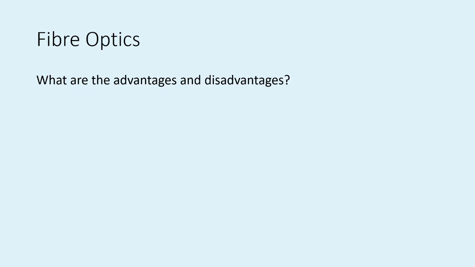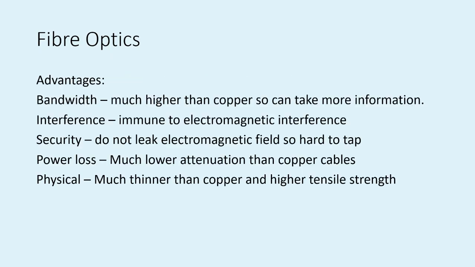So why do we bother with fiber optics? Why is fiber optics taking over all of our internet connections? Well, you need to be able to list 3 advantages and 3 disadvantages, but please do write them all down so you've got a clear understanding of what's going on. So advantages. And the first advantage, the big one really, is that the bandwidth is much, much higher than copper cable.